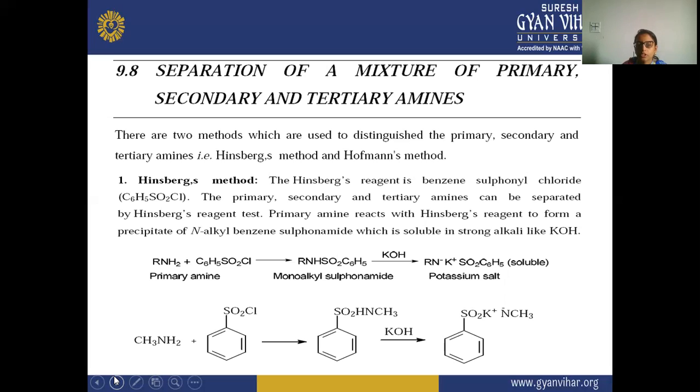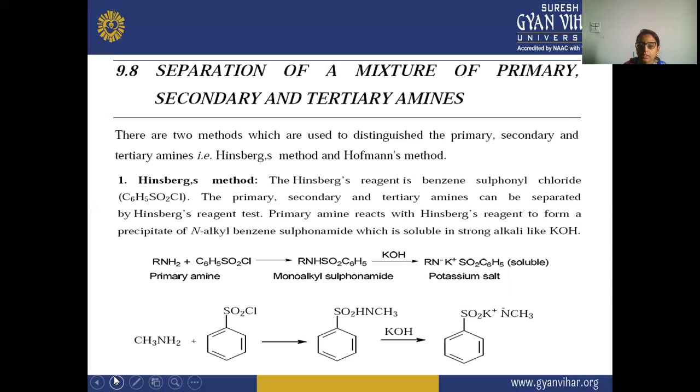This benzene sulfonyl chloride has the chemical formula C6H5SO2Cl, which is the formula of the Hinsberg reagent. The primary amines react with the Hinsberg reagent to form a precipitate of N-alkyl benzene sulfonamide, which is soluble in strong alkali like KOH. So how does it separate the primary, secondary, and tertiary amines?